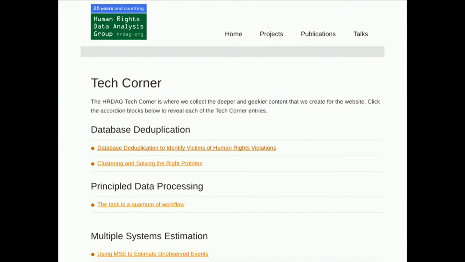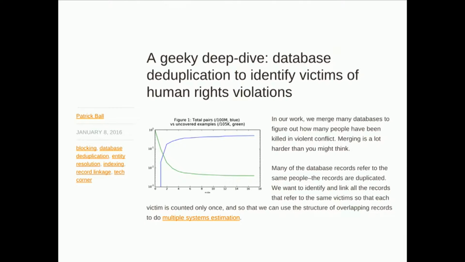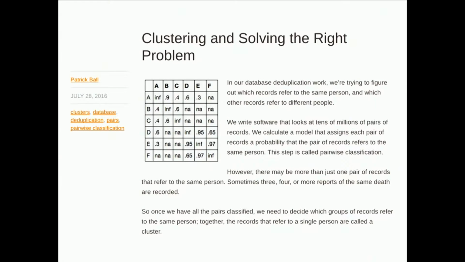If you want to get into some of the more technical details, we've been building out the tech corner on our website. Last year, Patrick wrote a geeky deep dive on some of our blocking techniques. Last summer, he also wrote about clustering and solving the right problem. I really enjoy this one because he describes, as I'm sure all of us have experienced, really enthusiastically solving the wrong problem multiple times before you find the right one.